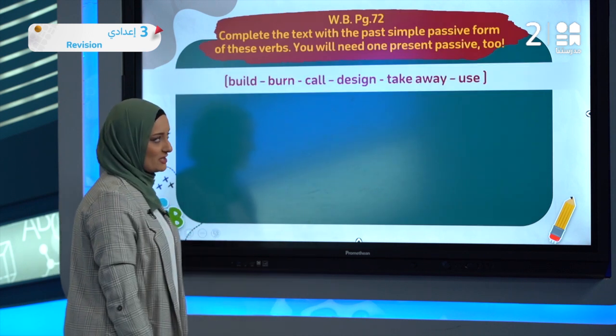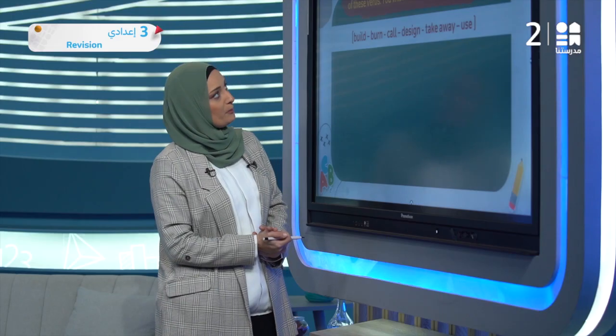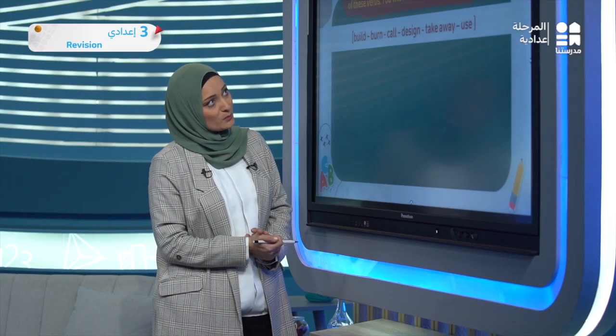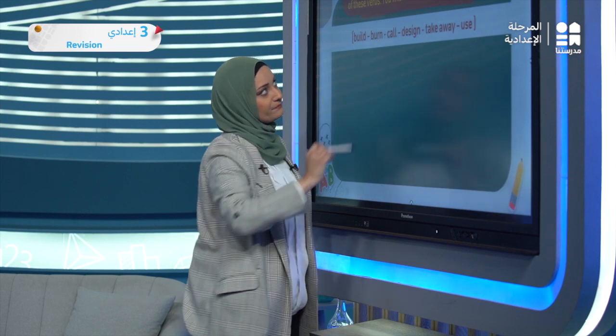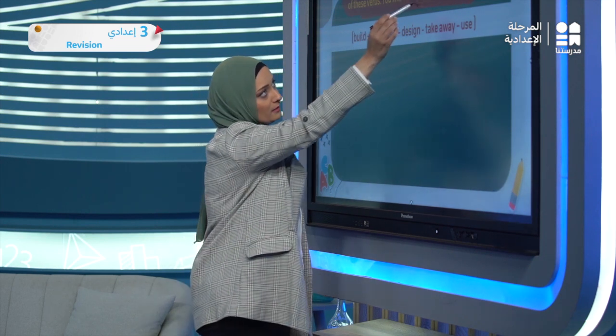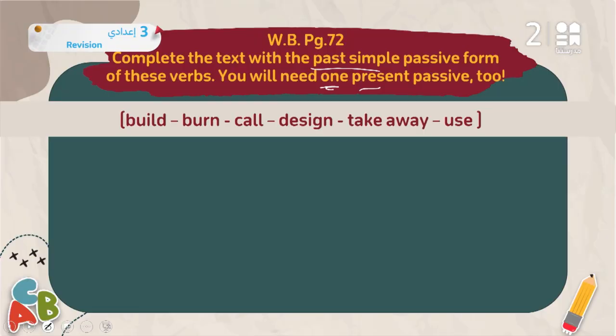Workbook page 72. This exercise is in workbook page 72. Complete the text with the past simple passive form of these verbs. So here it specifies that we'll choose the past simple. You will need one in the present simple. Only one is in the present simple. So I need to pay attention to the context to know which one of these verbs I'll put in the present simple, and the rest in the past.